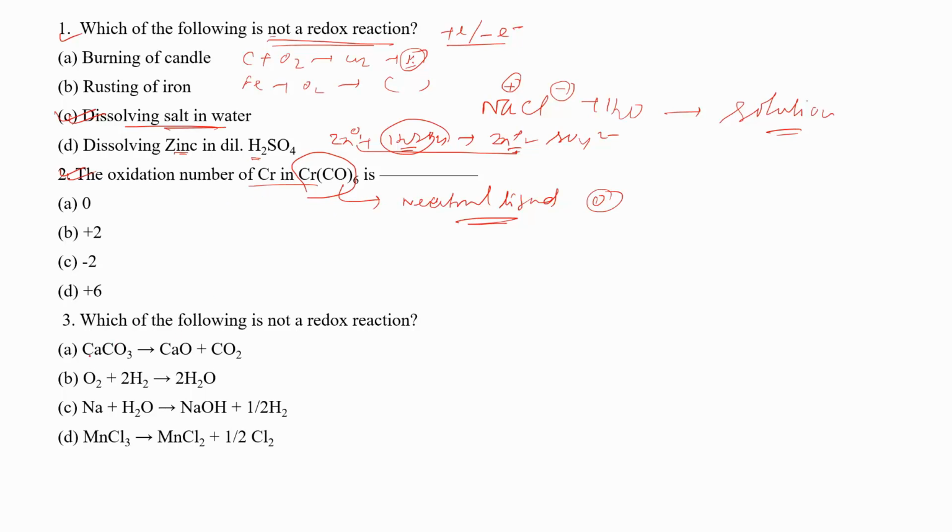Another question: which of the following is not a redox reaction? Again the same type of question, but it is quite interesting, because when we go to this type of question, we have to know about redox reactions, about cations and anions, about oxidation state, and how many electrons are gained and lost. So this type of question is very important.